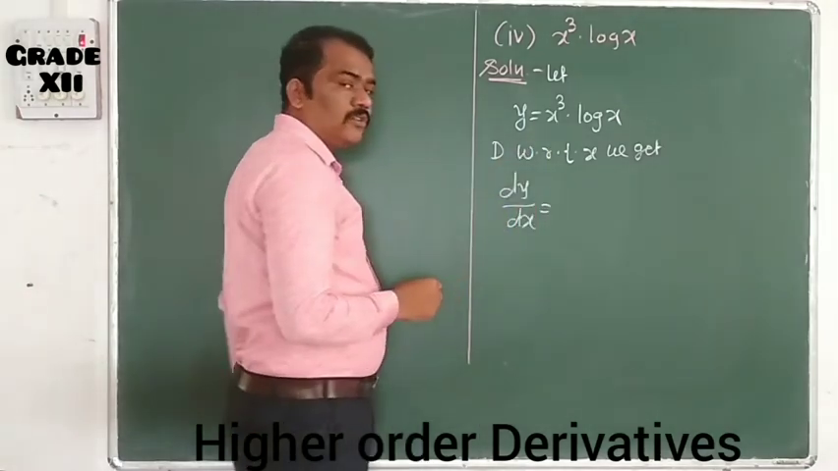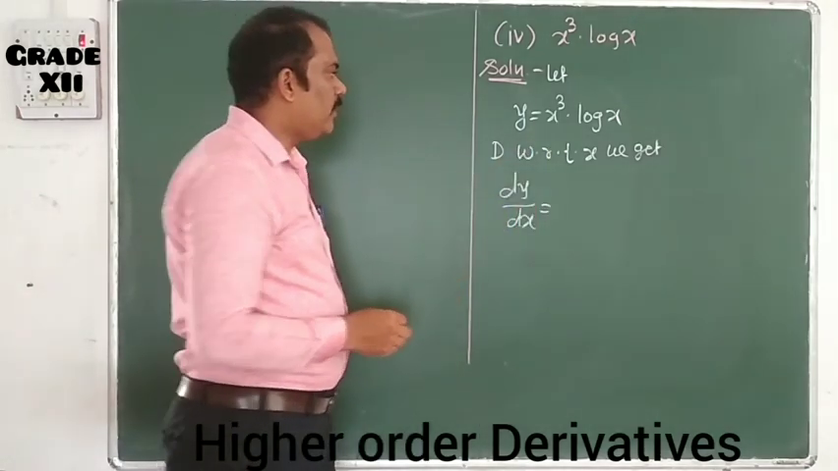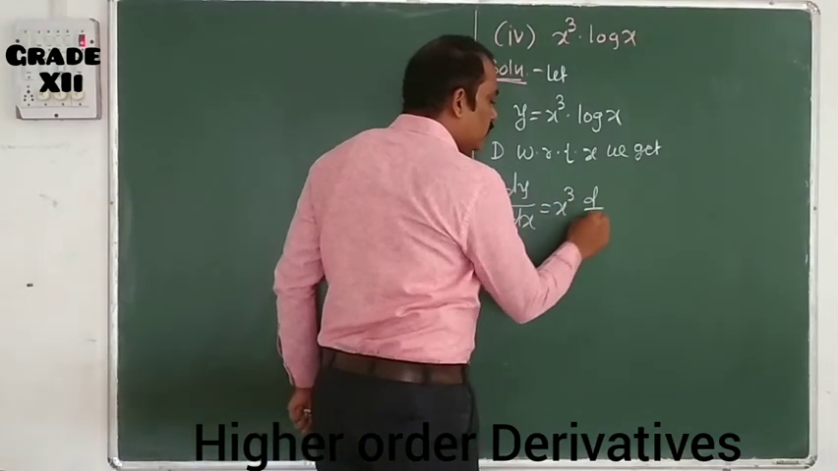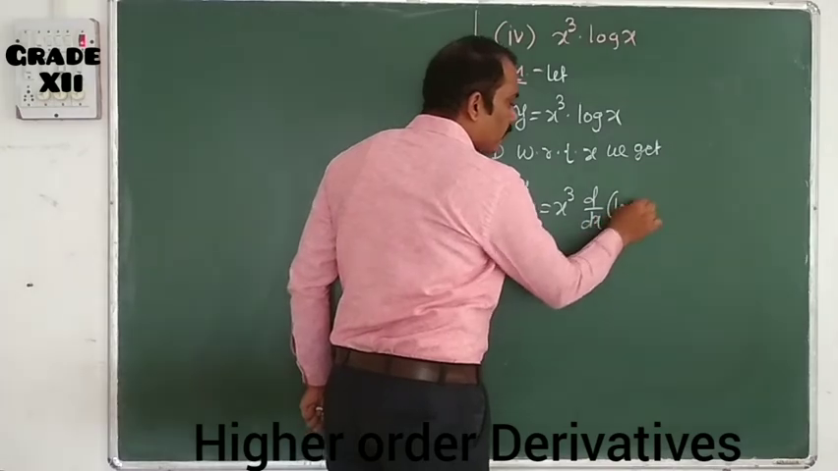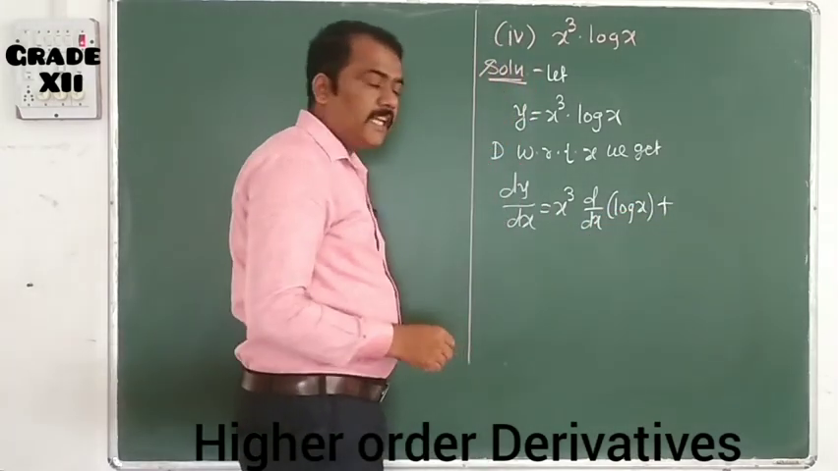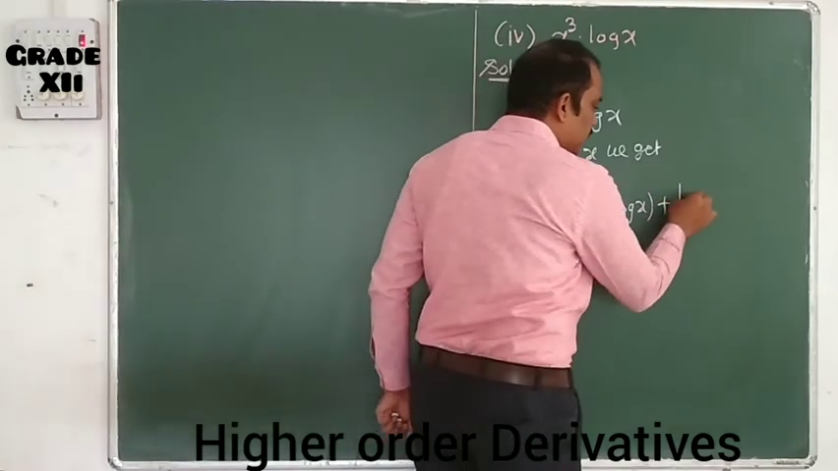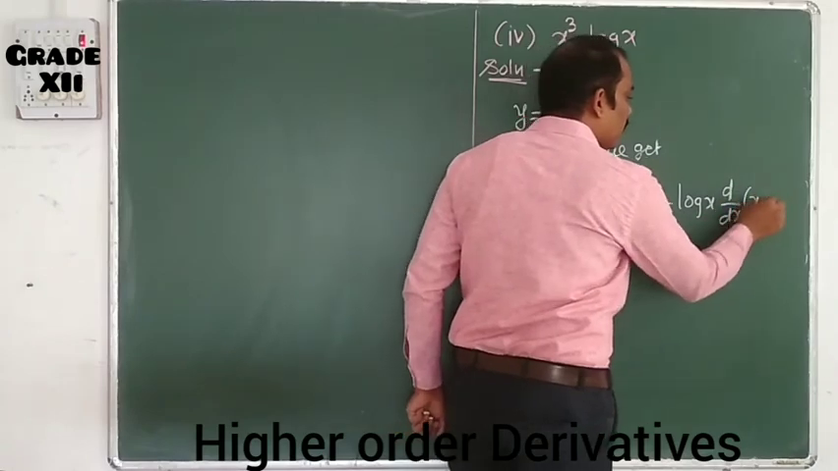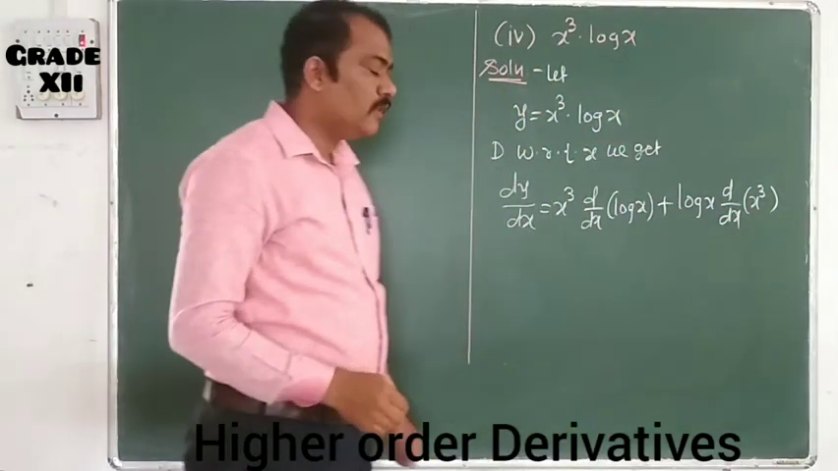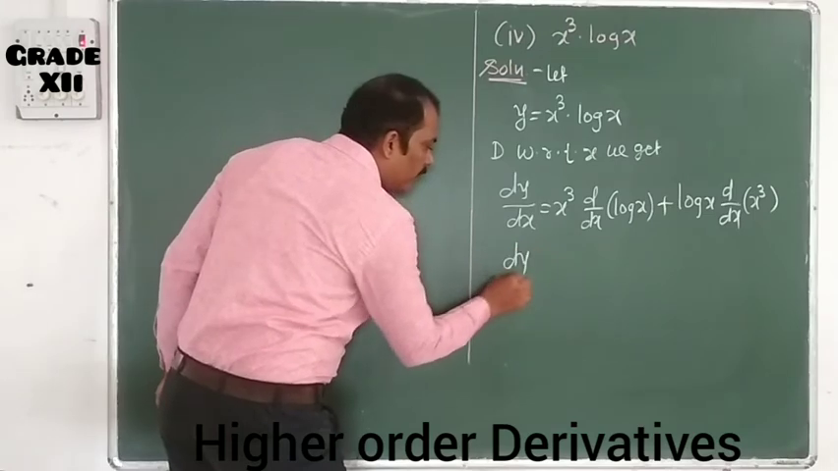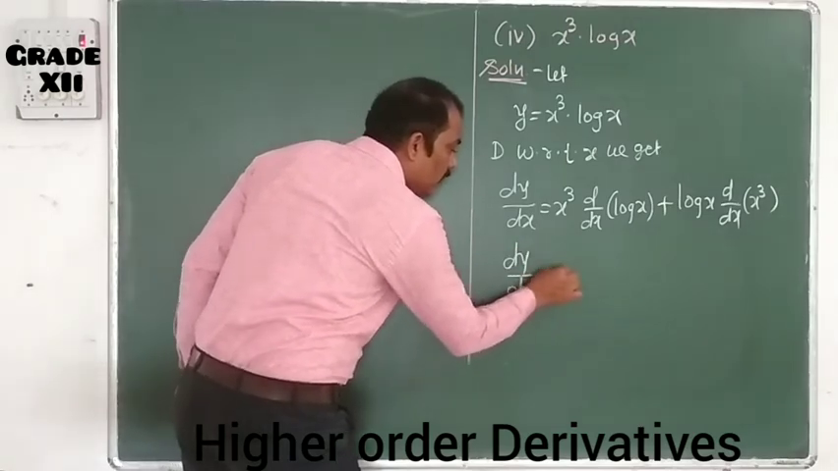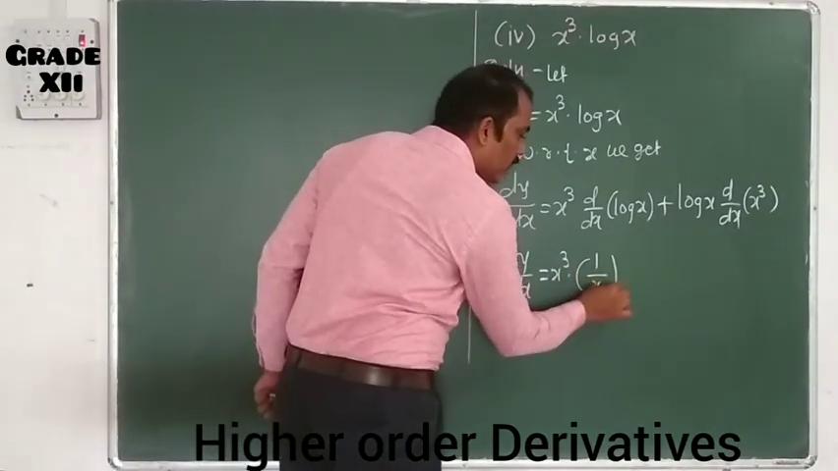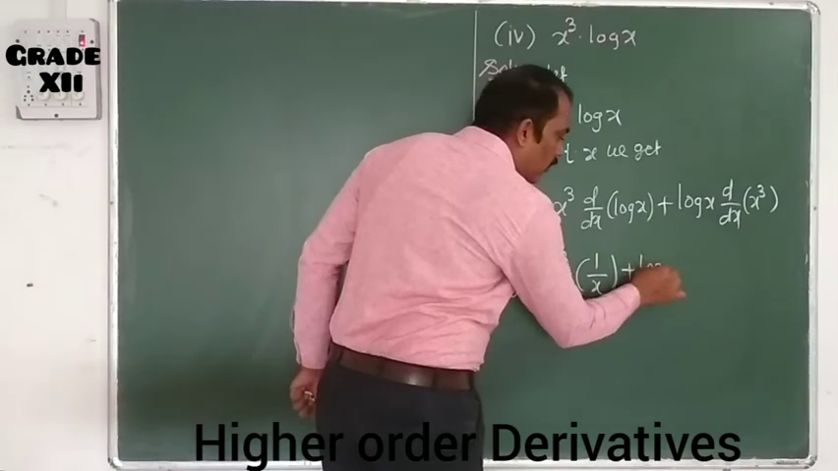We have to use the product rule: first function as it is, derivative of second, that is d/dx of log x, plus second function as it is, that is log x as it is, derivative of first function, that is d/dx of x cube. So what we get is dy/dx equal to x cube into, what is the derivative of log x? It is nothing but 1 upon x, plus log x as it is.